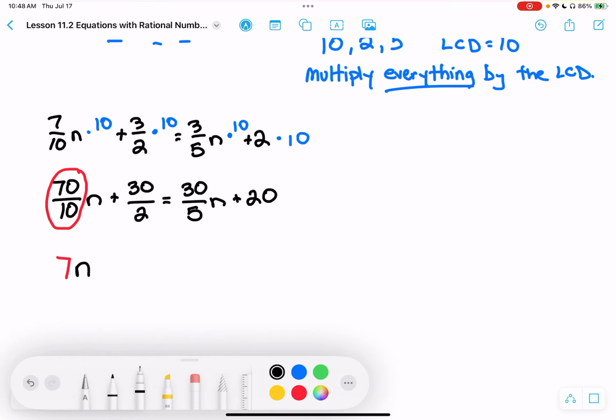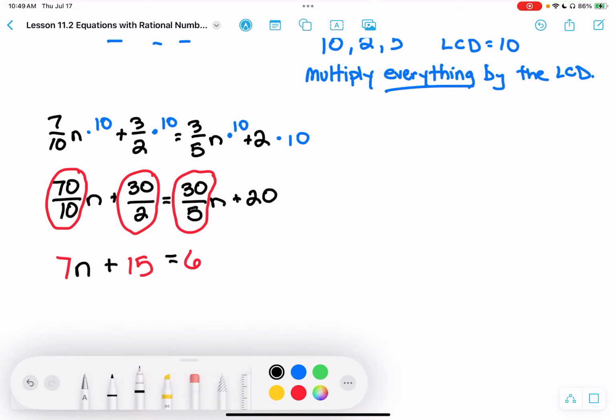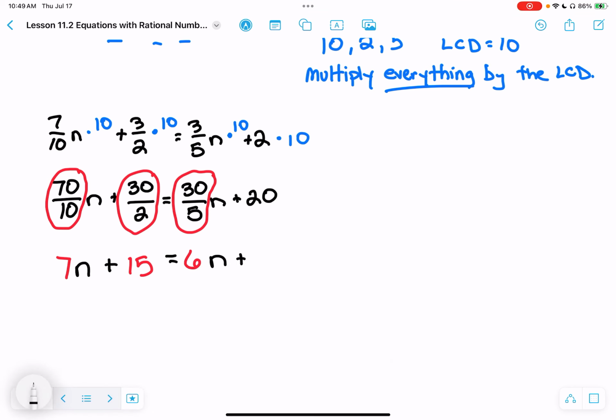So we've got 7n plus 30 halves, which is 30 divided by 2, which is 15. Then we've got 30 fifths. That's 30 divided by 5, which is 6. And then 20 we don't need to do anything with. It's already reduced. So yes, our fractions temporarily looked horrific and deplorable, but now look at them. It's all whole numbers. Look how nice that is.